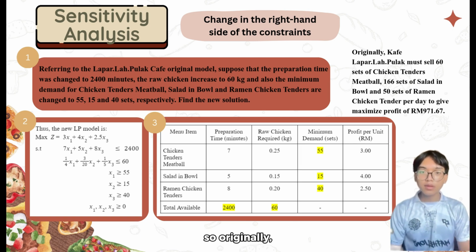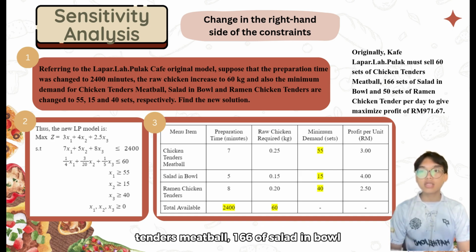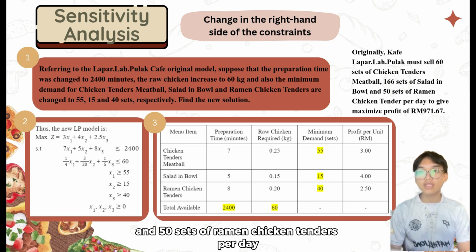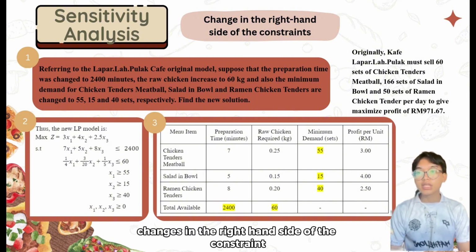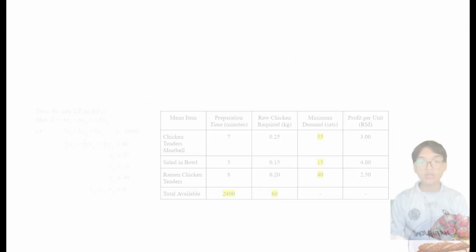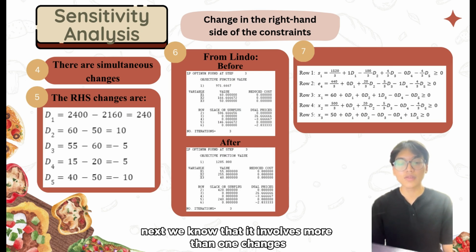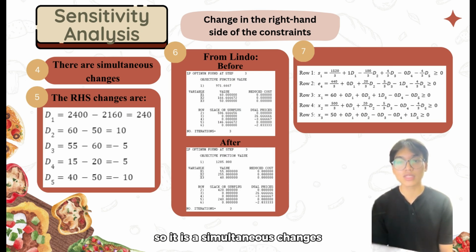So originally, the optimal solution that we get is Lapalapula should sell 60 sets of chicken tenders meatball, 166 of salad in bowl, and 50 sets of ramen chicken tenders per day to maximize profit of 971 ringgit 67 cents. So what we need to see is, will these changes in the right hand side of the constraint change the optimal solution? Next, we know that it involves more than one change on the right hand side of the constraint, so it is a simultaneous change.